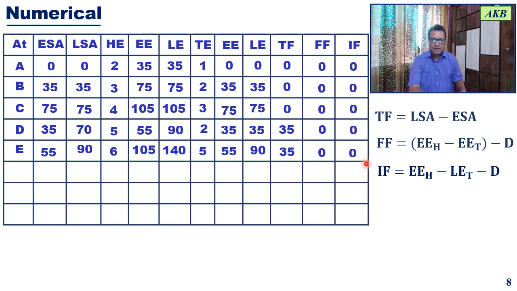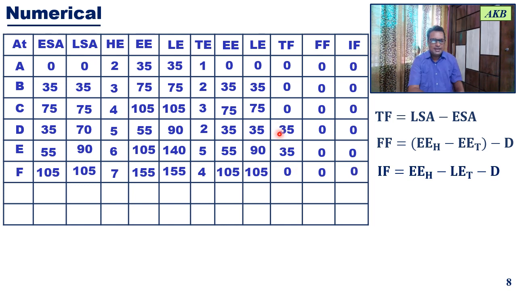So finally for activity H, after doing all the calculations, total float is 0, free float is 0, and again independent float is 0. Once the table is ready, you have to highlight those rows for which all the three floats are 0. So I'll highlight. First is for activity A, all three floats are 0. For activity B, all three floats are 0. For activity C, all the three floats are 0. Then for activity F, all three floats are 0.